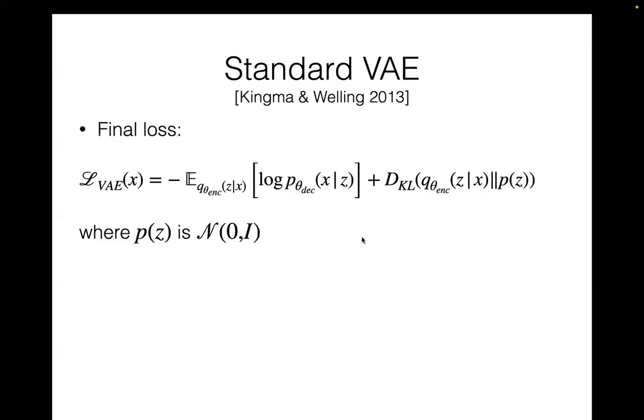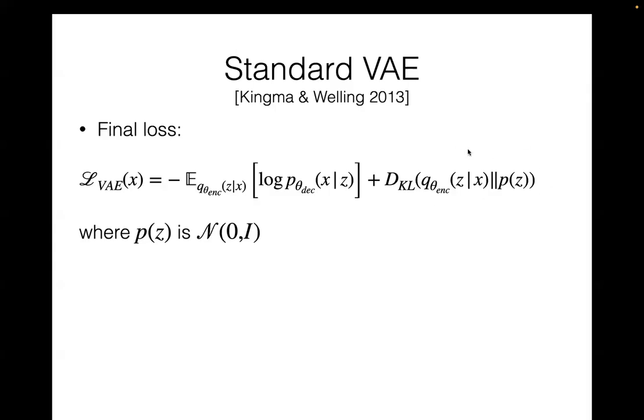Here's just writing it as a final loss. What we're going to do is have some data, and when you're training the model, you want to produce some latent variable with the encoder, and then apply your reconstruction loss to reconstruct the data given the latent variable from your encoder.